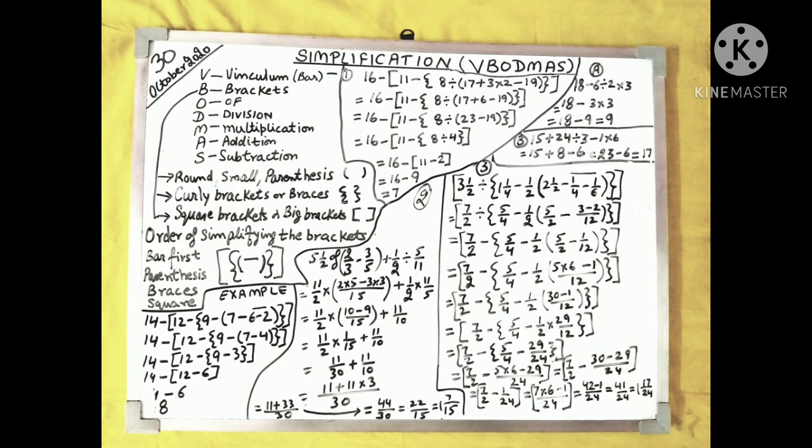Now see the last question. It appears to be a complex one, but I tell you it is very simple if you follow the simple rule of VBODMAS. So first solve the vinculum, then the common bracket, then the curly braces, then you have the big brackets and do the operations of division, multiplication, addition, subtraction as per the requirement. So finally you get the answer as 41 by 24, which we finally write as 1 and 17 by 24.